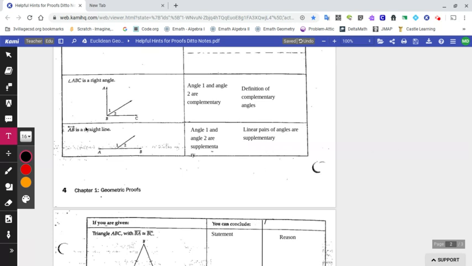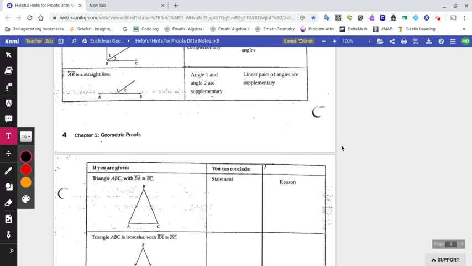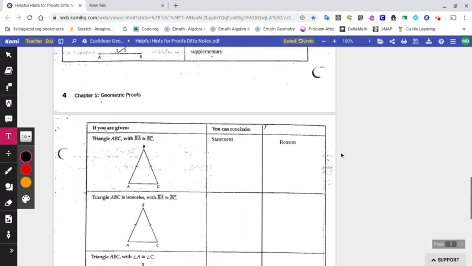See, this is a straight line. If this had said it was a straight angle, then we could say by definition of supplementary. It says it's a straight line, that makes it a linear pair, and linear pairs of angles are supplementary. So a slight difference there, but there it is.